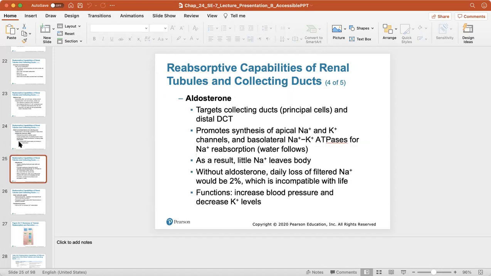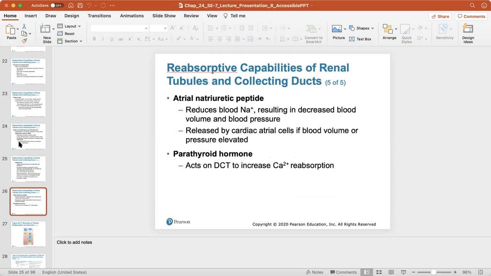Aldosterone is another hormone that targets the collecting ducts and the distal convoluted tubule. It promotes the synthesis of sodium-potassium channels and ATPases for sodium reabsorption, and water will follow. So as a result, little sodium will leave the body because most of it is reabsorbed. Without aldosterone, you have a daily loss of about 2% of filtered sodium, which is incompatible with life. So we need aldosterone to reabsorb sodium. The functions of aldosterone are to increase blood pressure and decrease potassium levels.